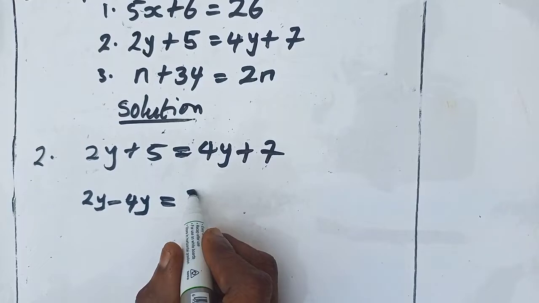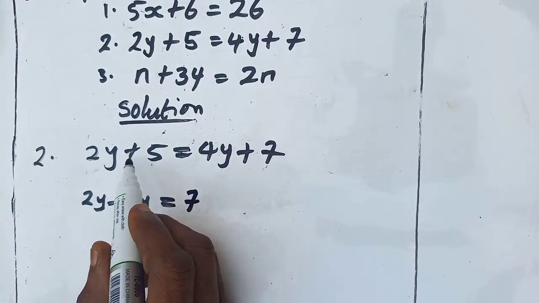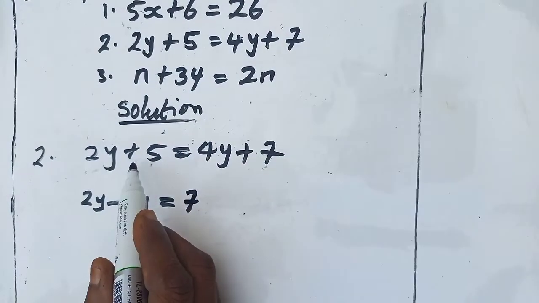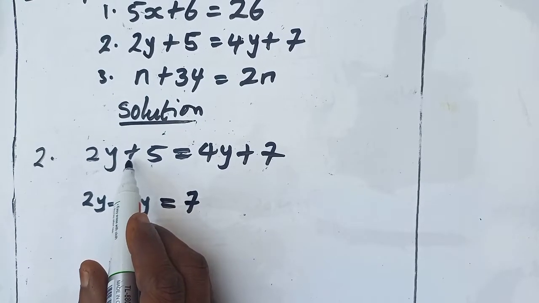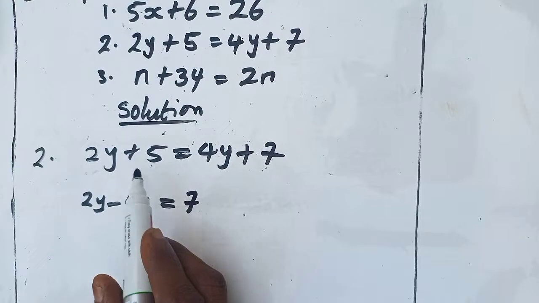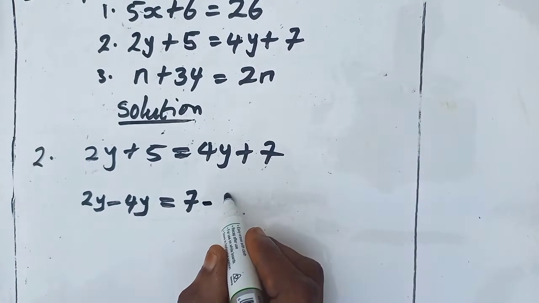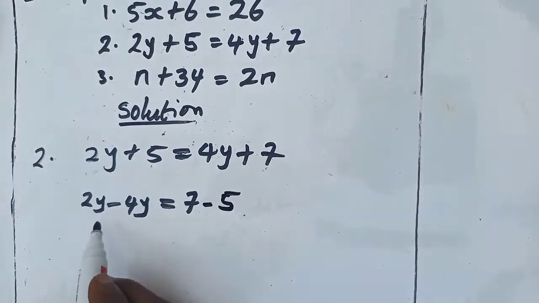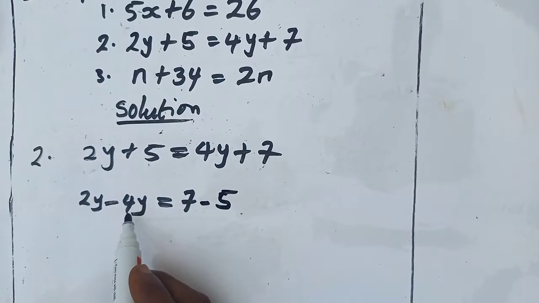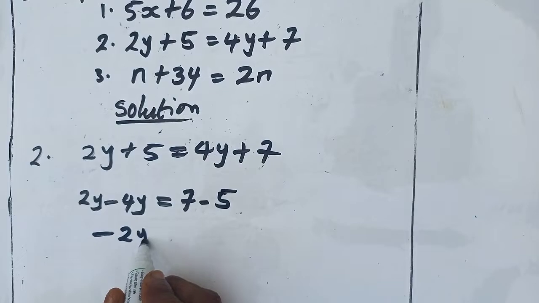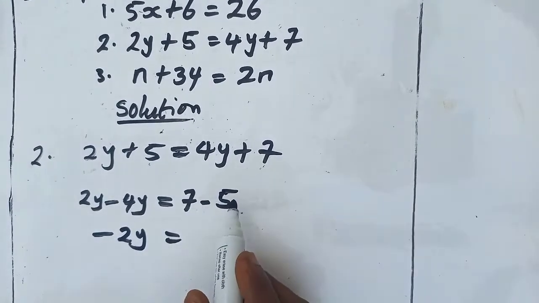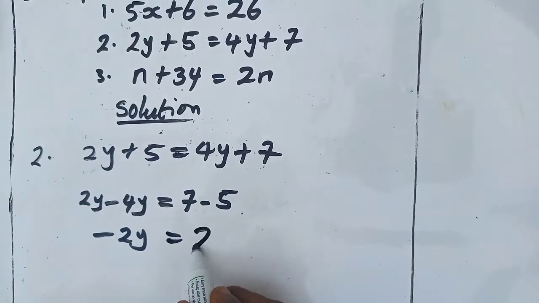So here we have 7 already. Then you have to bring this 5 to this other side. So if this 5 is also crossing this equals sign, then the sign has to change from positive to negative. So we have minus 5. So here we have 2y minus 4y. That will give us minus 2y, which is equal to 7 minus 5. That will give us 2.